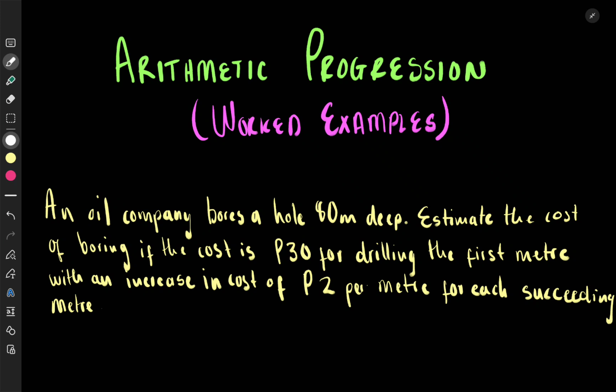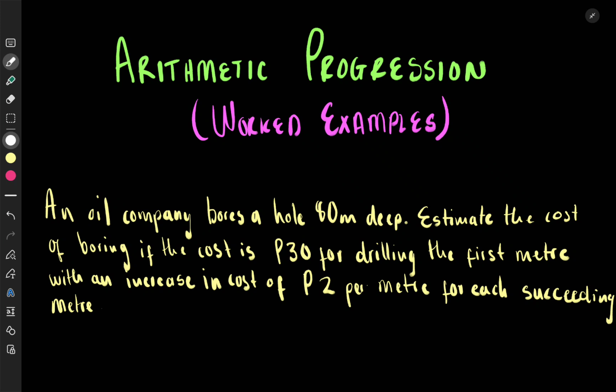There is no hiding. An oil company bores a hole 80 meters deep. Estimate the cost of boring. If the cost is 30 pullers for drilling the first meter, so the first value is 30, okay? With an increase in cost of 2 pullers per meter for each succeeding meter. Is the increase multiplying by 2? No, we are just increasing by 2. For every meter which we are going to go, we are just increasing by 2.